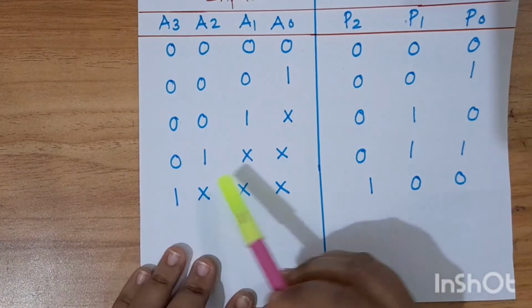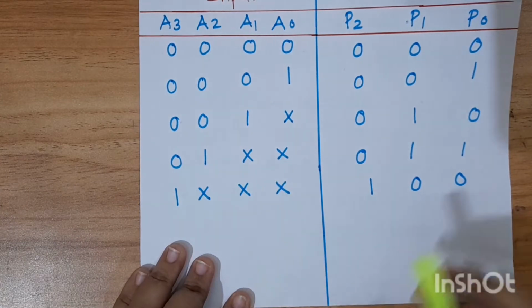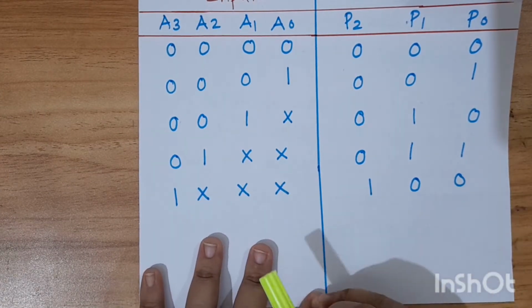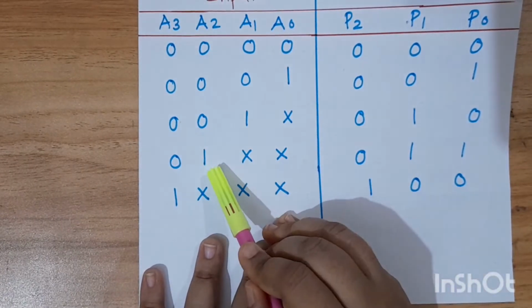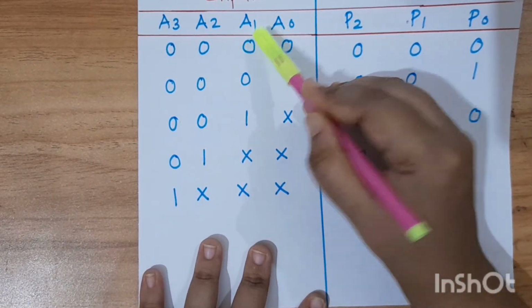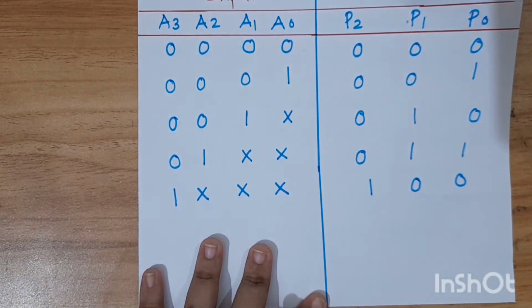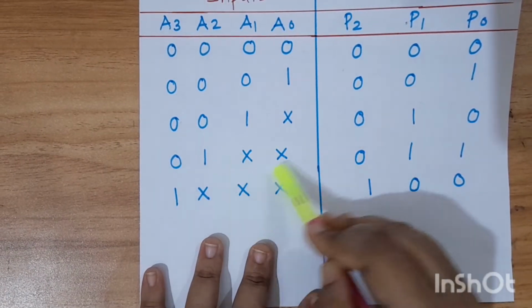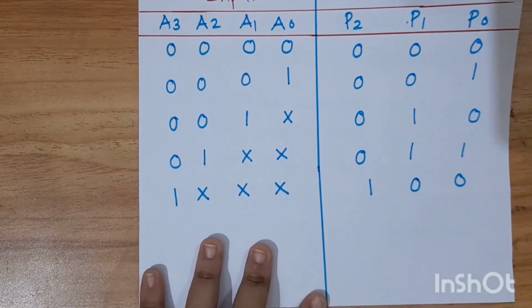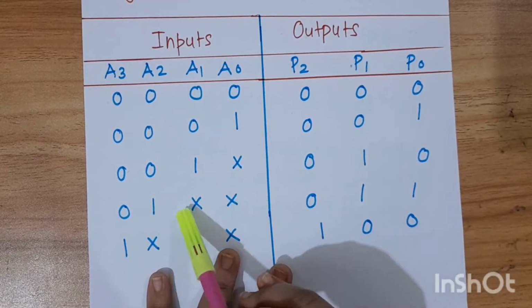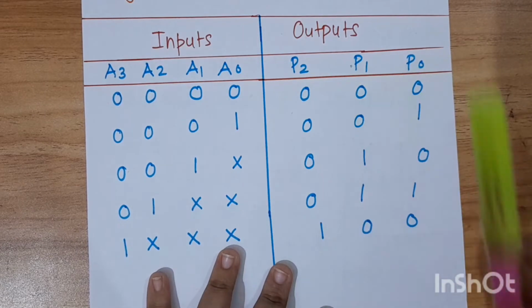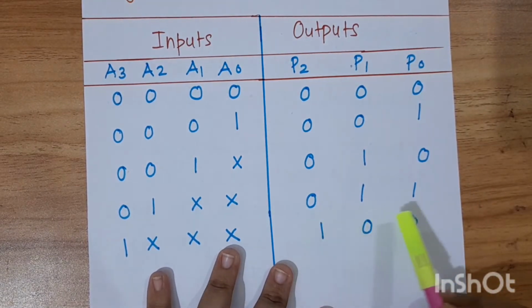Then the input is 0, 1, X, X. That means A3 should be 0 in the input, A2 should be 1, but I am not bothered about the A1 and A0 inputs. I don't care. So, 0, 1 and these 2 don't care. P2, P1, P0 at the output would be 0, 1, 1.